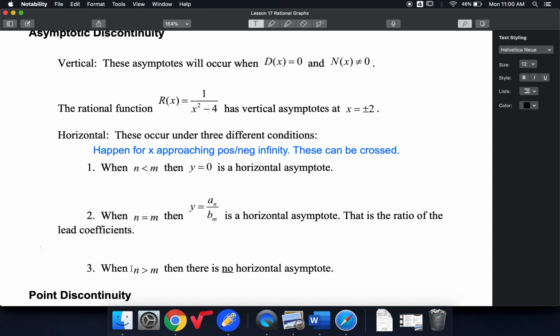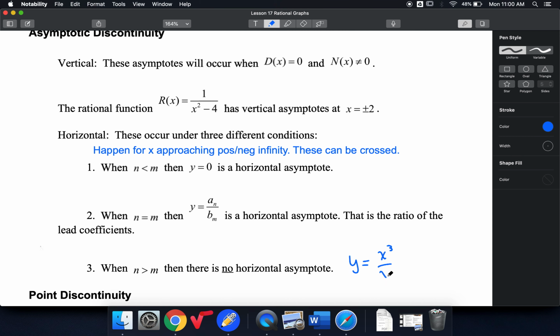If the degree of the numerator is greater than the degree of the denominator, so if I have something like x cubed divided by x squared, well, the numerator is dominating the denominator, which means I'm not going to have a horizontal asymptote. So no horizontal asymptote in that case.